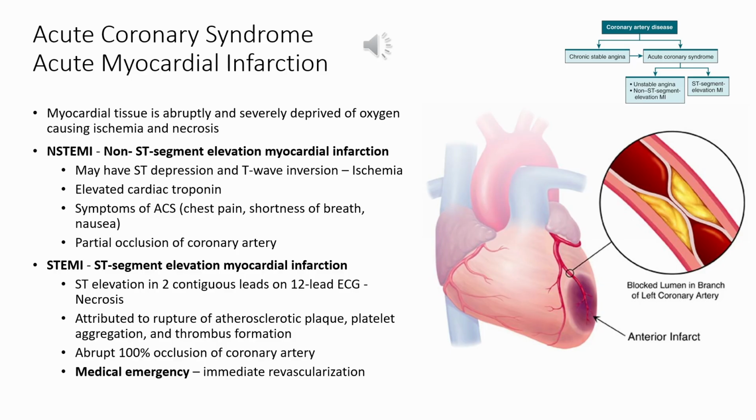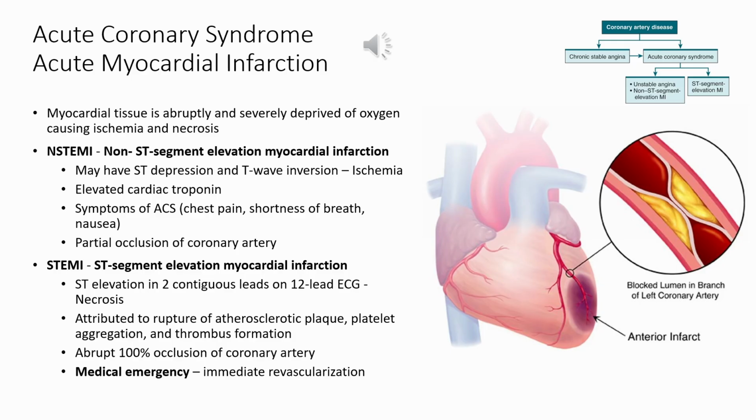So we have two primary types of a myocardial infarction. We have an NSTEMI, which is a non-ST segment elevation myocardial infarction, and we have a STEMI, which is a ST elevation myocardial infarction. So a non-STEMI or NSTEMI is characterized by ST segment depression and T-wave inversion on a 12-lead ECG, again indicating that there is myocardial ischemia occurring.